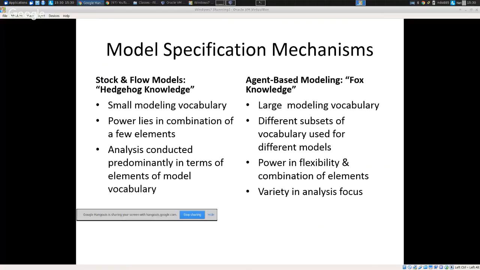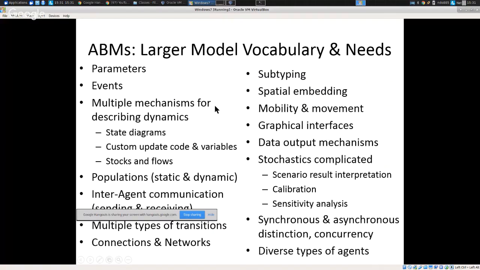Agent-based modeling is, for a lot of computer scientists, more familiar territory. It's interesting. Engineers, people with engineering education, tend to understand system dynamics fairly well based on aspects of engineering education. Those who have come in computer science, not through the engineering route, tend to be somewhat more comfortable early on with agent-based modeling. We have a larger modeling vocabulary. We have different subsets of the vocabulary used for different models. And the power here is in the ability to mix and match different characteristics. And we have a variety of foci in our analysis, including spatial components.